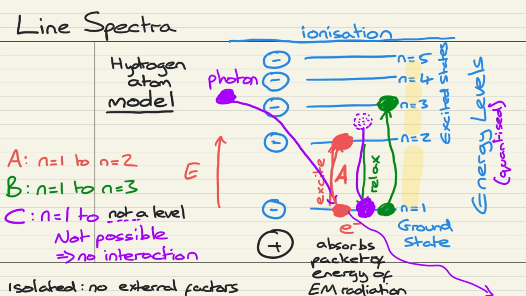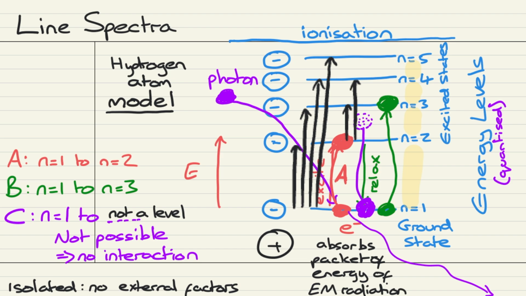How many are there? Well, we can go from n equals 1 to n equals 2, n equals 1 to n equals 3, n equals 1 to n equals 4, and n equals 1 to n equals 5. But we can also go from n equals 2 to n equals 3, n equals 2 to n equals 4, 2 to 5, 3 to 4, 3 to 5, and 4 to 5. That's 10 possible energies, 10 possible colours that can be absorbed.